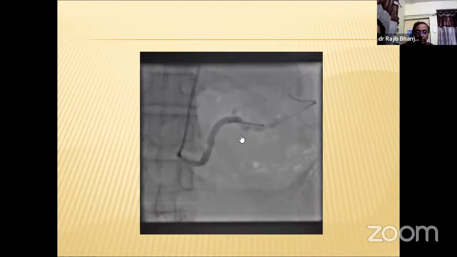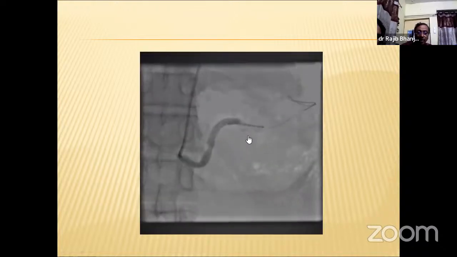It luckily crossed, and I inflated, but the splenic artery is huge. You can see the aneurysm. This is the aneurysm. You can see the aneurysm and contrasting.